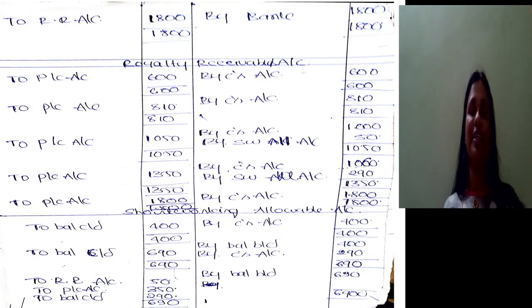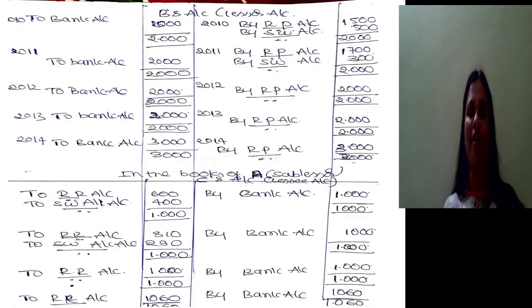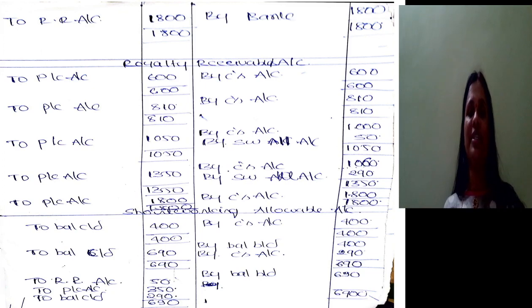Then fifth year, there is an excess. Excess is not used to recoup because there is no short working to be recouped. Journal entry, due entry: C's account debit to royalty receivable 1800. Royalty receivable will be closed by transferring it to profit and loss account. So C will make the payment. In the books of A, who receives it, journal entry: bank account debit to C's account 1800.